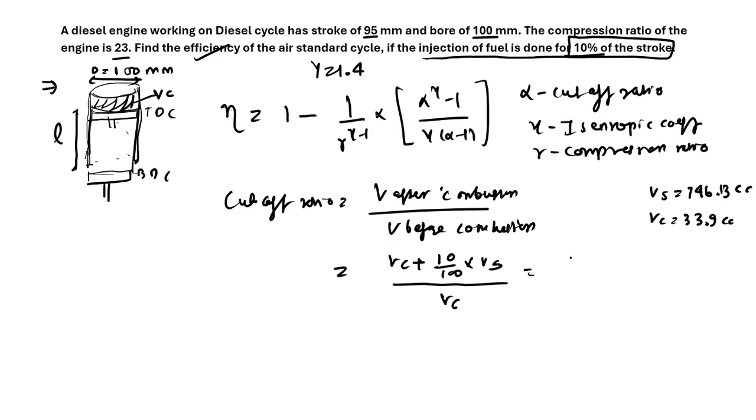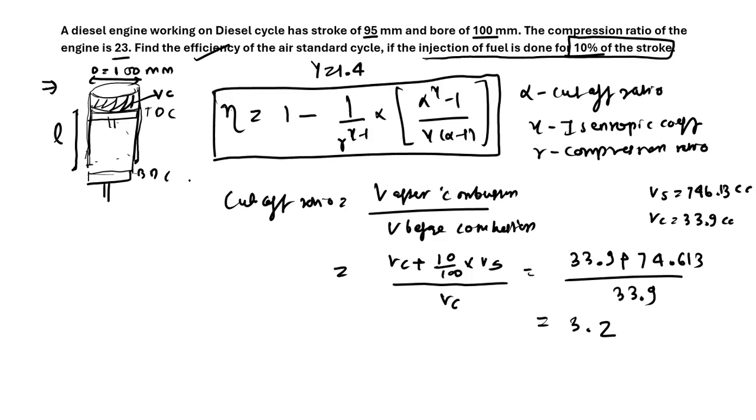So if you calculate this, you will get 33.9 plus 10% of this, which is 74.613, divided by VC, which is 33.9. The cutoff ratio will be 33.9 plus 74.613 divided by 33.9, which should come out to be 3.2 as your cutoff ratio. So if you put this cutoff ratio into our original efficiency equation, you can solve this to get the efficiency value. You have efficiency as 1 minus 1 divided by R value, 23 to the power 0.4, into alpha, which is 3.2 to the power 1.4 minus 1, divided by 1.4 into 2.2.